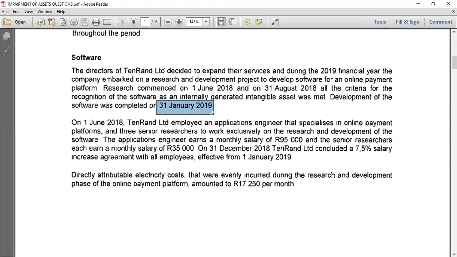Right. On 1 June 2018, 10 Rand Limited employed an applications engineer that specializes. Okay, so let's determine the cost of the intangible asset.